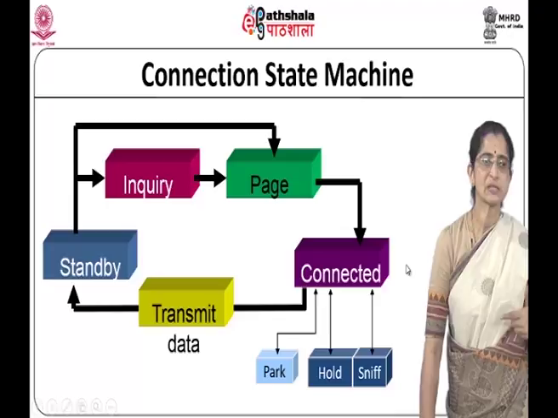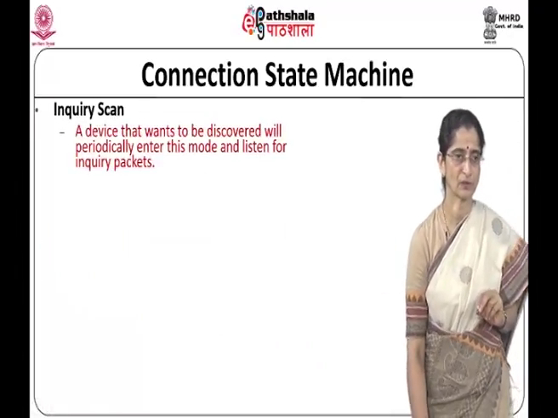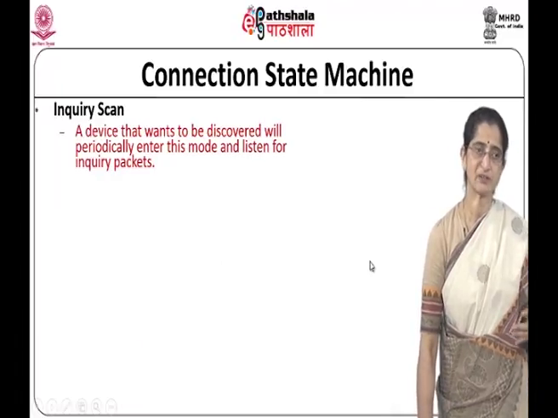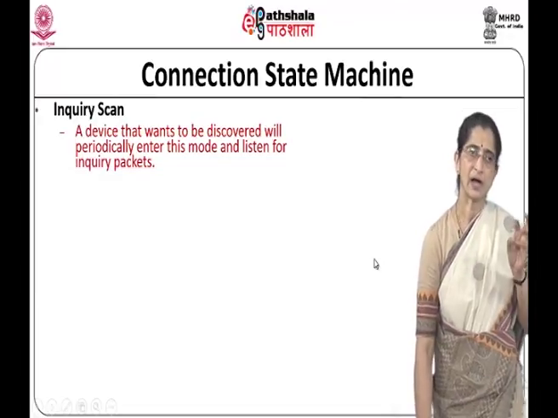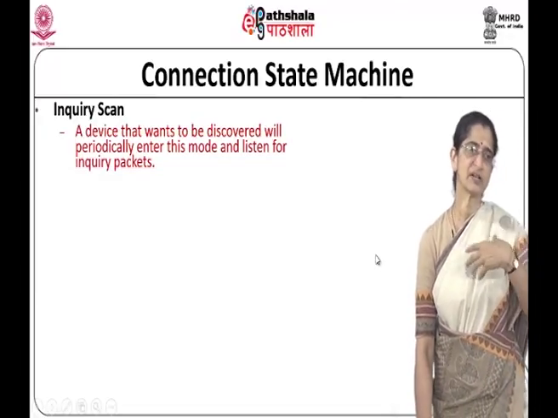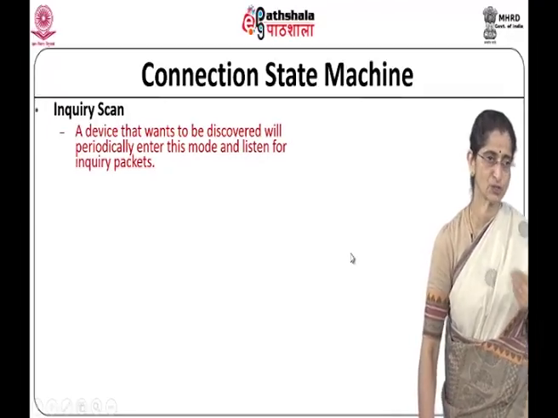Okay, so we will look at some of the details of how these things take place now. That's a very interesting aspect of this. Now we said there are some substates when we talk about this inquiry. Inquiry is basically to inquire and find out which devices are available in that region. So we have something called an inquiry scan which is used for that purpose.